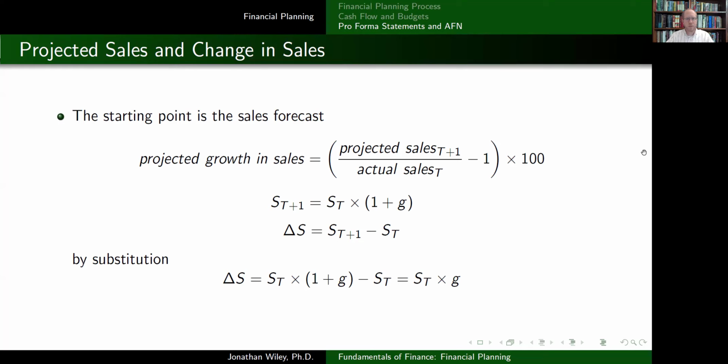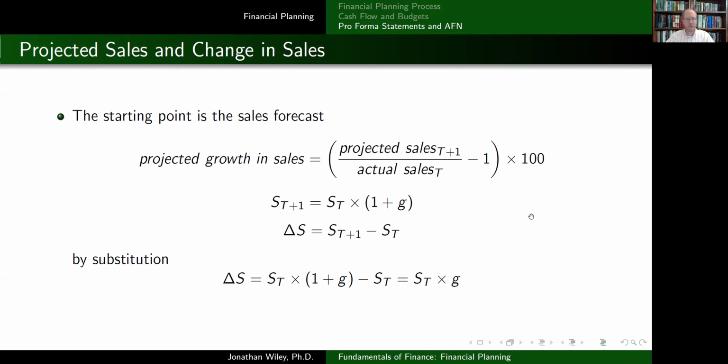In this video, I'm going to talk more about the math side of this. If you're going to start off by calculating a percentage growth in sales or a change in sales, one of the things you would look at is the projected sales relative to the actual sales. So what I have here is projected sales for time t plus 1. Time t is the most recent period. T plus 1 would then be the next period, the projected period.